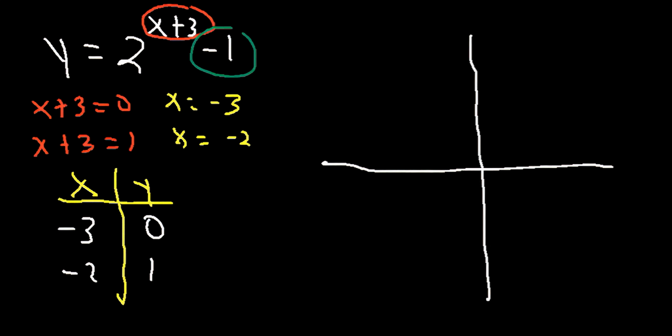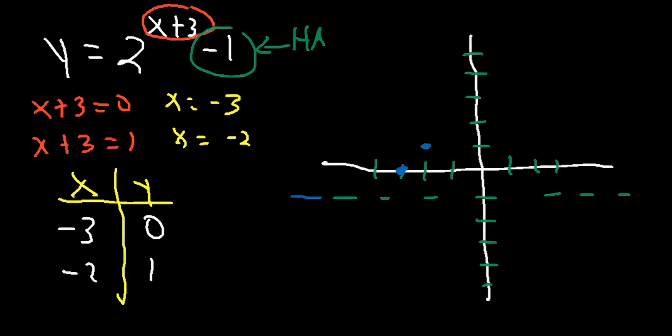Now this number that you see here, this is the horizontal asymptote for an exponential function. So we're going to plot that. So we have it at negative 1. And there are no vertical asymptotes for exponential functions. Your next thing, after you plot the horizontal asymptote, plot your 2 points, (-3, 0) and (-2, 1). So the graph starts from the horizontal asymptote and it follows those 2 points. And that's how you can graph it. You can add more points if you want, but I think that sketch is good enough.